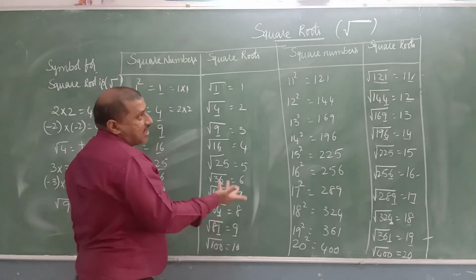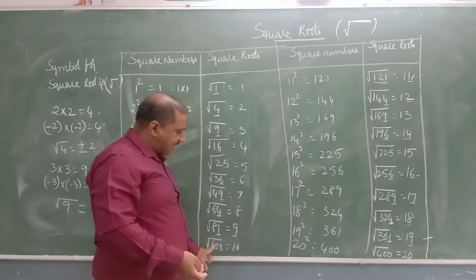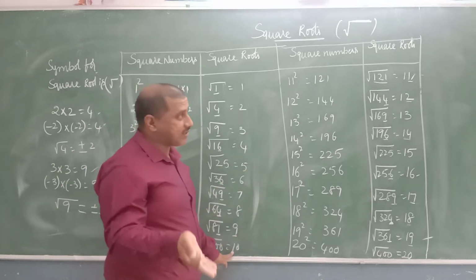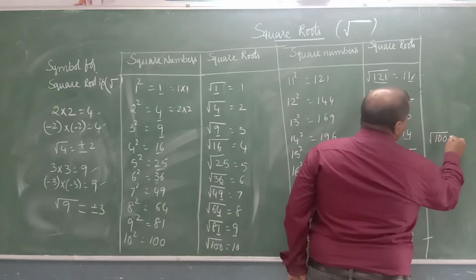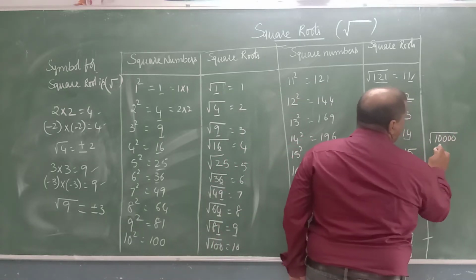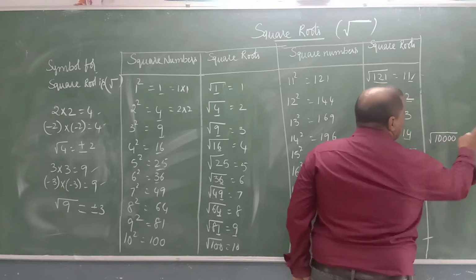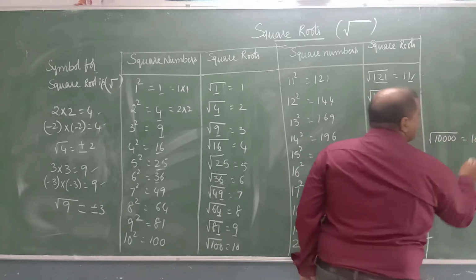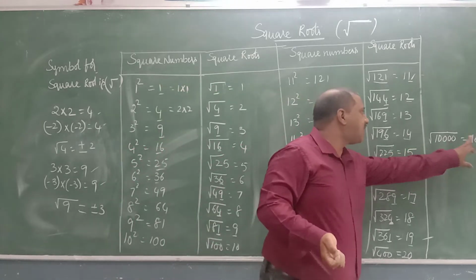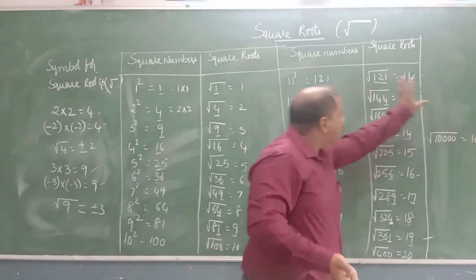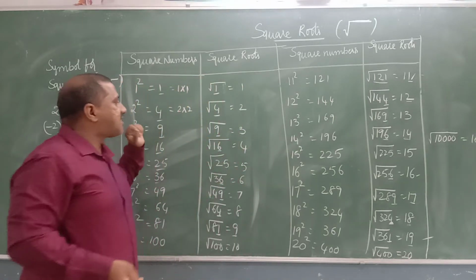For example, the square root of 100 is 10. Square root of 10,000: how many zeros are there? We have 4 zeros. Its square root will have only 2 zeros, half of 4 zeros. That is, the square root of 10,000 is equal to 100. So these are the properties of square roots.